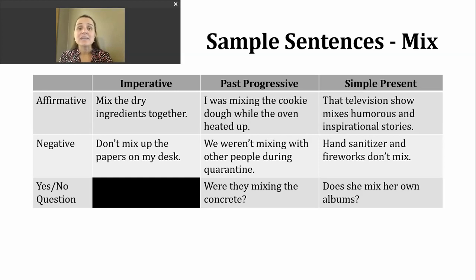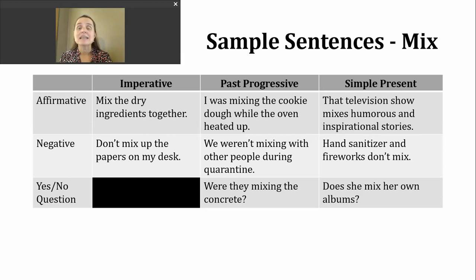If I want to make a negative sentence in the past progressive, I'm going to insert not after was or were. You might hear native speakers use the contractions weren't or wasn't. Here's an example sentence. We weren't mixing with other people during quarantine.